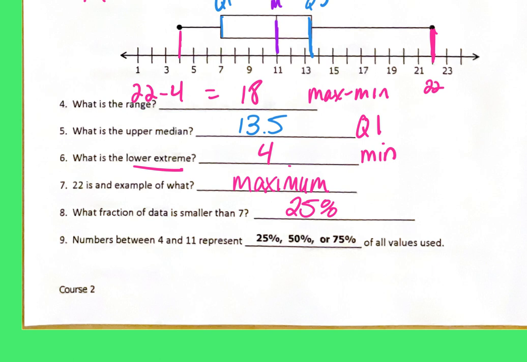What fraction of the data? So it does say fraction. So 25% is smaller than 7. That's this little grouping here. And remember, they're in 25%. So 25% or 25 cents of a dollar is 1/4. So 1/4 of the data falls there. Numbers between 4 and 11 represent what percent of the values? So let's look from 4, which is here, to 11, which is here. Remember, each section is 25%. So two 25%s make us 50% of our data there.